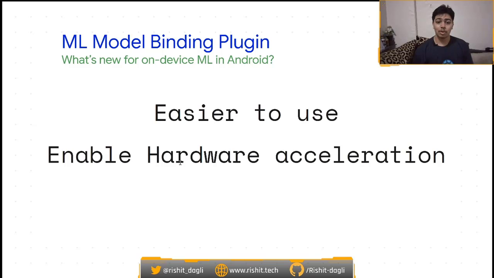Another thing I love about this new plugin is you can easily make use of GPUs and the neural network API. That is, hardware accelerators, make use of them. With the model binding plugin, using these hardware accelerators or enabling these hardware accelerator options has never been easier. Using them now is just a dependency call away and a single line of code away. Isn't that cool, what you can do with the model binding plugin?